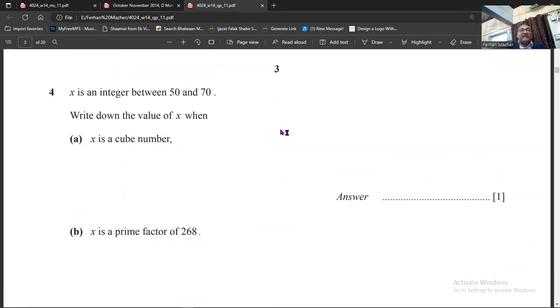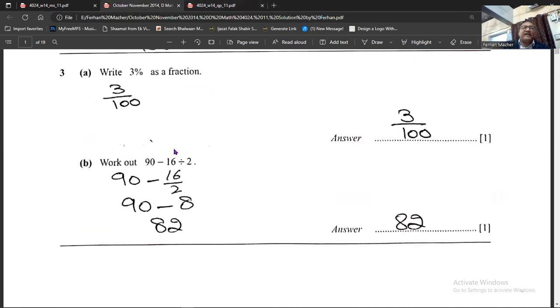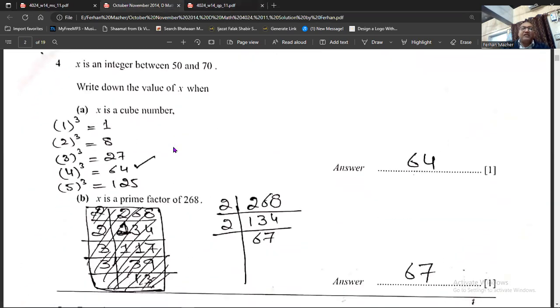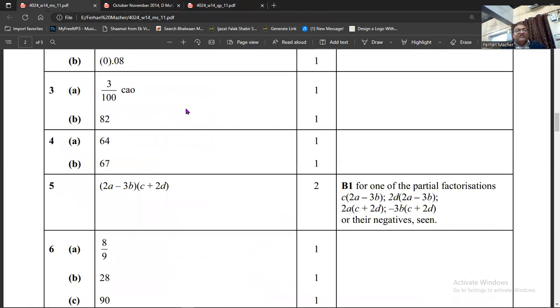Question number 4, and it's A part. X is an integer between 50 and 70. Write down the values of the x when x is a cube number. So I will write down a list of cube numbers and I will check the cube numbers which will come between 50 and 70. Method is very simple. So 1 cube is 1, 2 cube is 8, 3 cube is 27, 4 cube is 64, 5 cube is 125. So out of these cube numbers, which one comes between 50 and 70? That is 64. So 64 will be the answer.